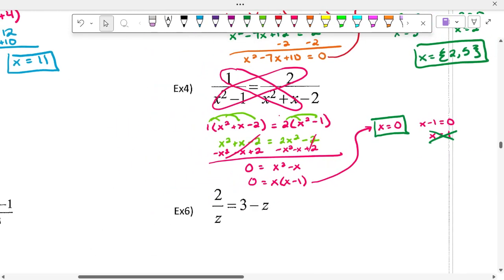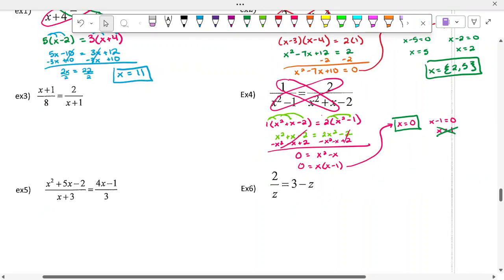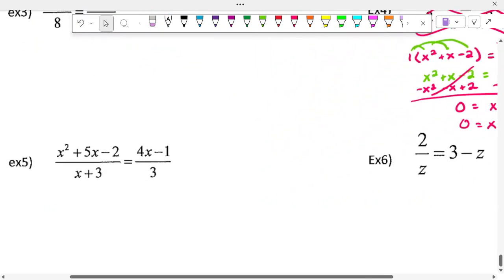All right, any questions? All right. Last one, let's do example 5.